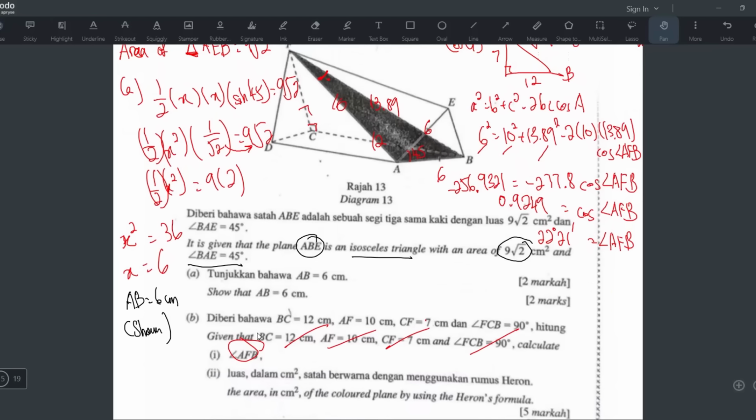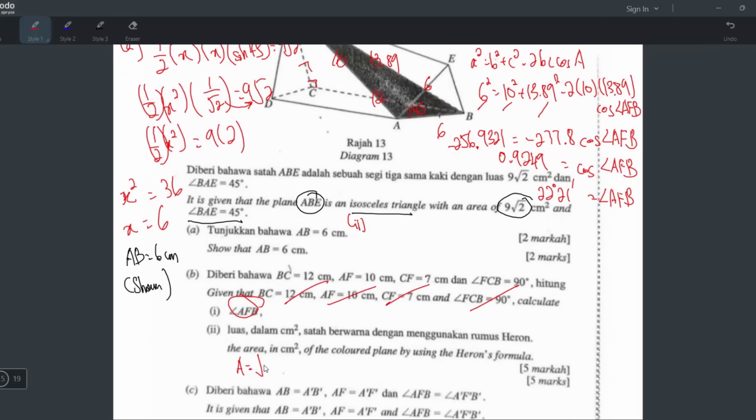Let's go to number 2. Find the area in cm square of the colored plane by using Heron's formula. So I want to find the area of this shaded one. The Heron's formula looks like this: A equals square root of S bracket S minus A bracket S minus B bracket S minus C. And what is S? A plus B plus C over 2.